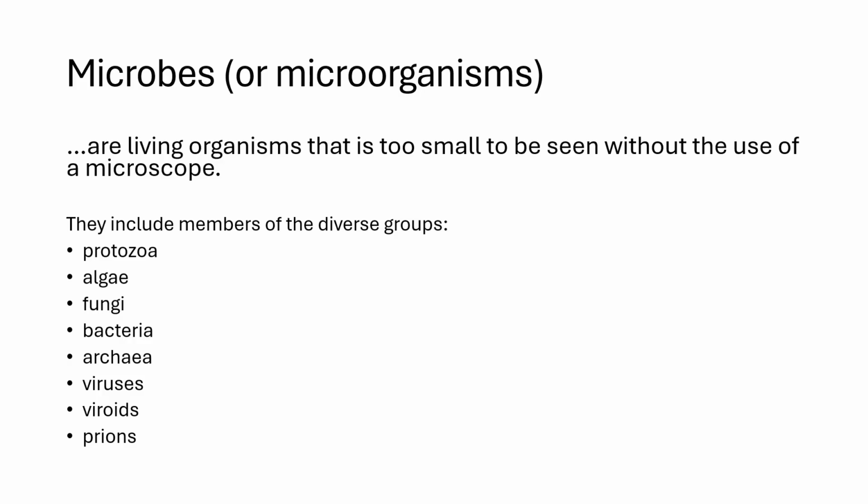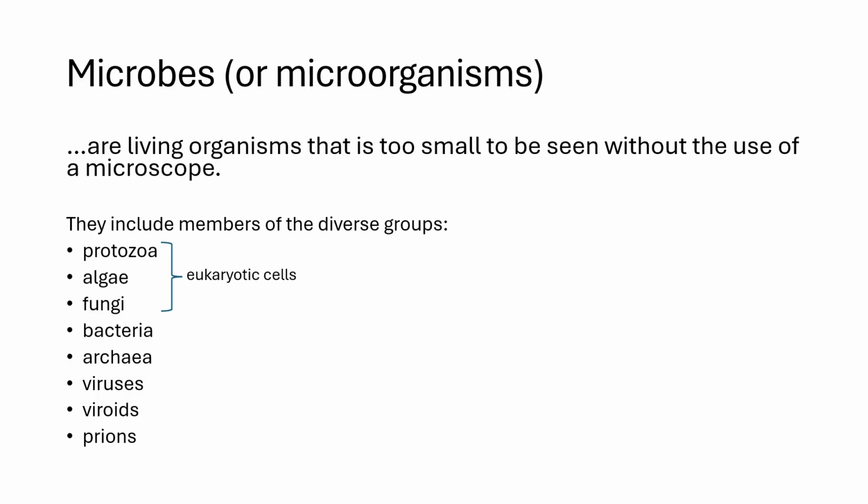So having defined what a eukaryotic organism and a prokaryotic organism are, as well as the acellular entities, we can now explore how microorganisms are categorized within these three groups. These microorganisms, also known as microbes, are generally classified into one of the following categories. You have the protozoa, the algae, the fungi, the bacteria, the archaea, the viruses, the viroids, and prions.